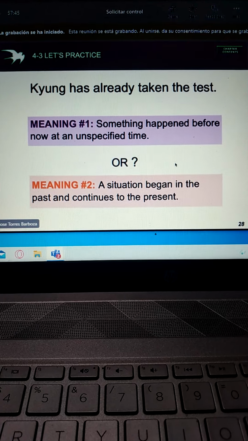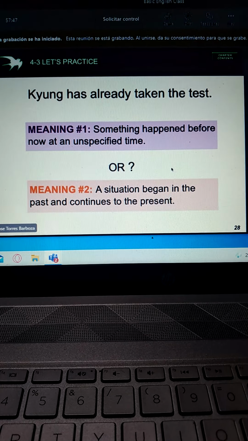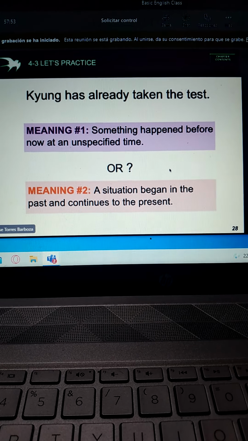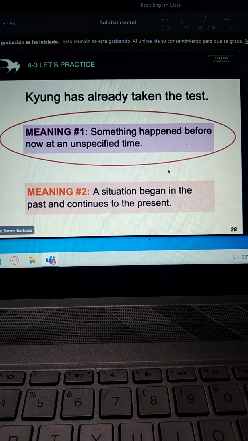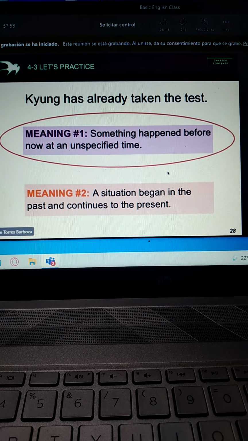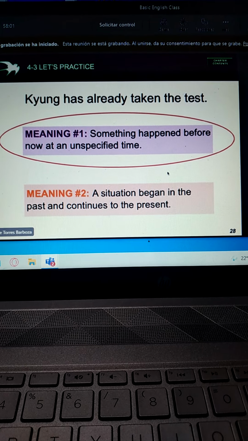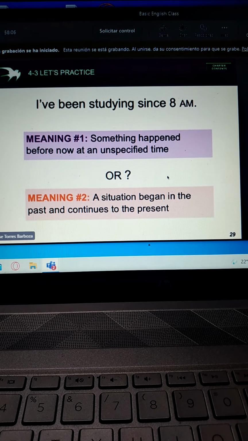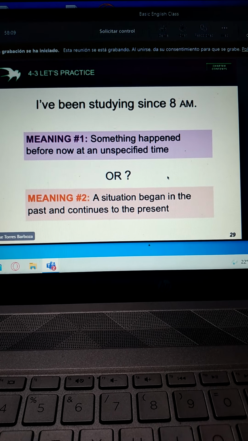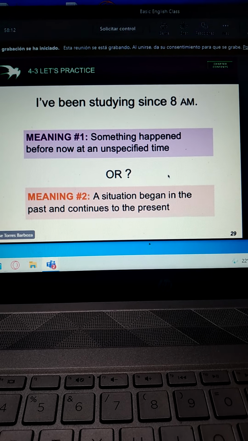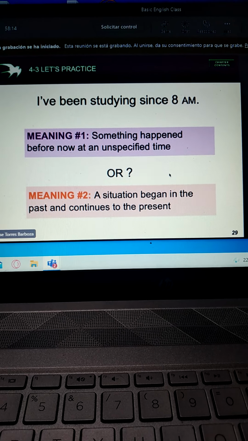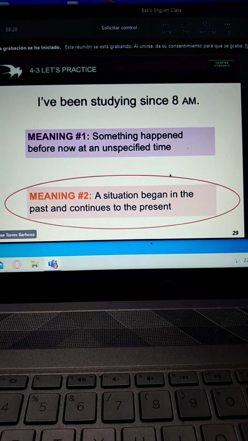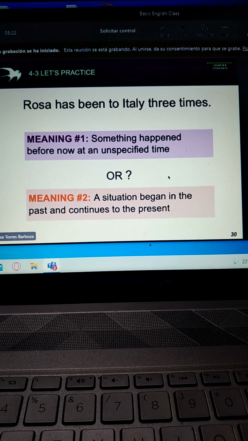Who has already taken the test? Meaning 1 or meaning 2? Something happened before now at an unspecified time, or a situation began in the past and continues to the present. If we analyze, it's number 1: has already taken the test, como que ya lo hizo. So before now. But I've been studying since 8 a.m. So I began at 8 and I'm still studying. That's meaning number 2, it began in the past and continues to the present. That's basically what we have to remember about the present perfect.